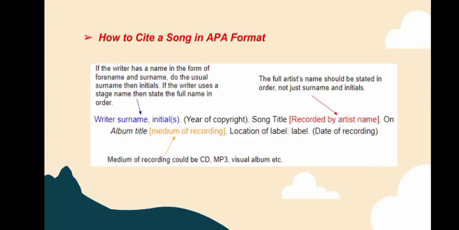Okay, how to cite a song in APA format. Following the rules, we first need to add the writer's surname, the initials, the year of copyright, the song title, the recorded by artist name, and then the album title, and the medium of recording, depending on the format in which the song was recorded. That might be CD, MP3, or visual albums, as it is said here.